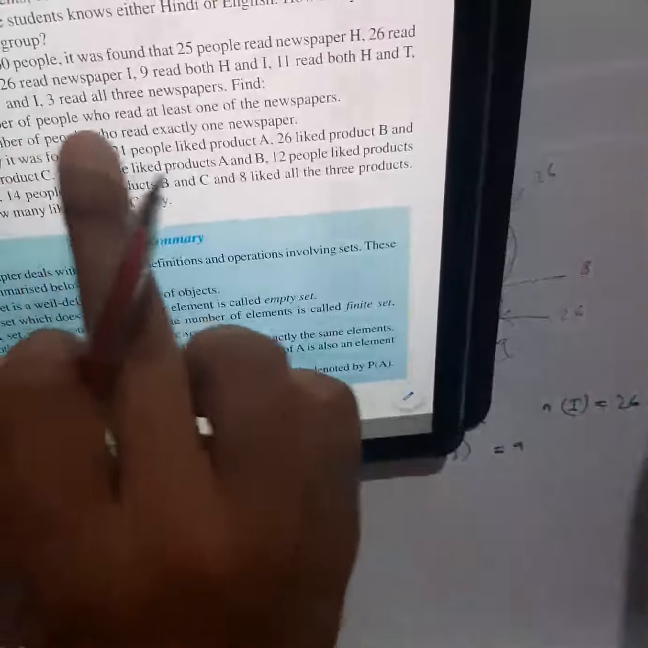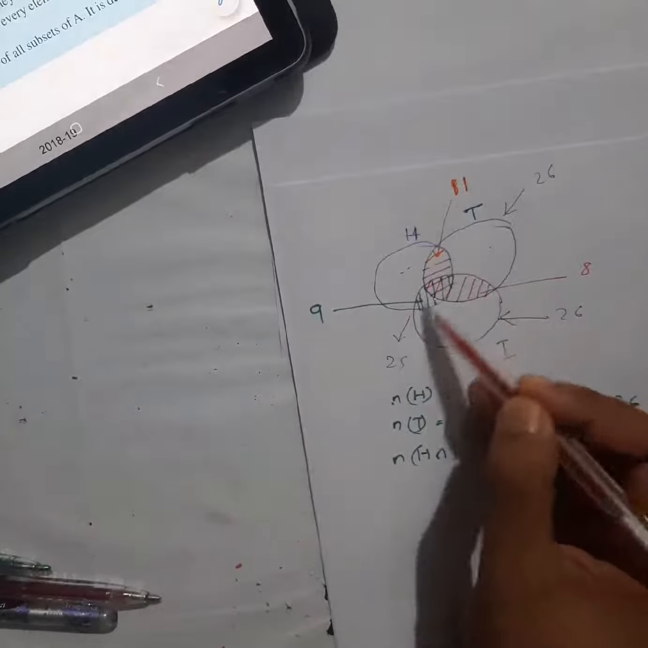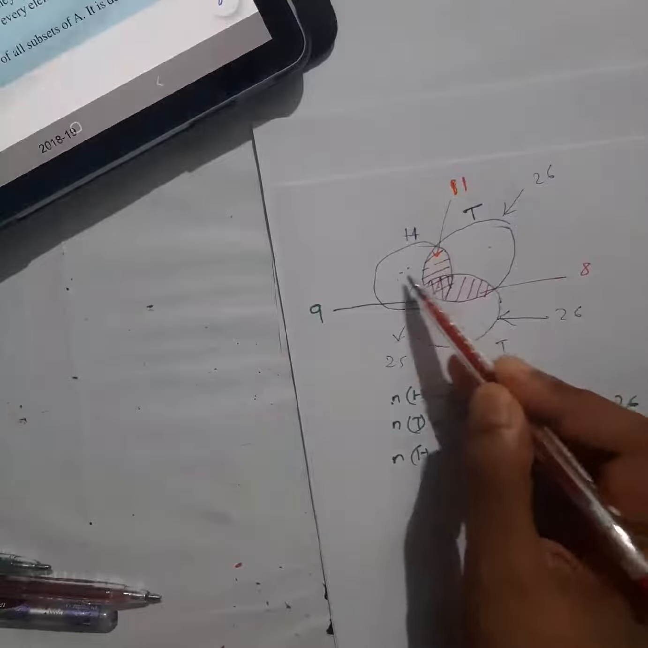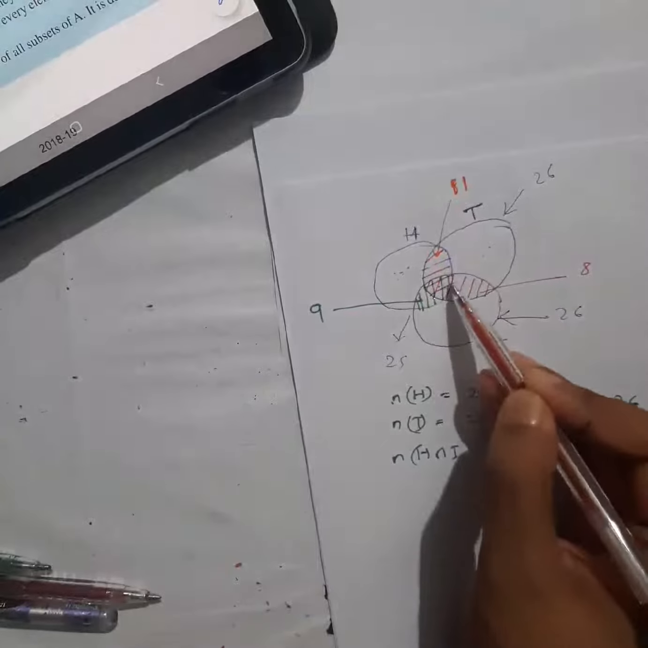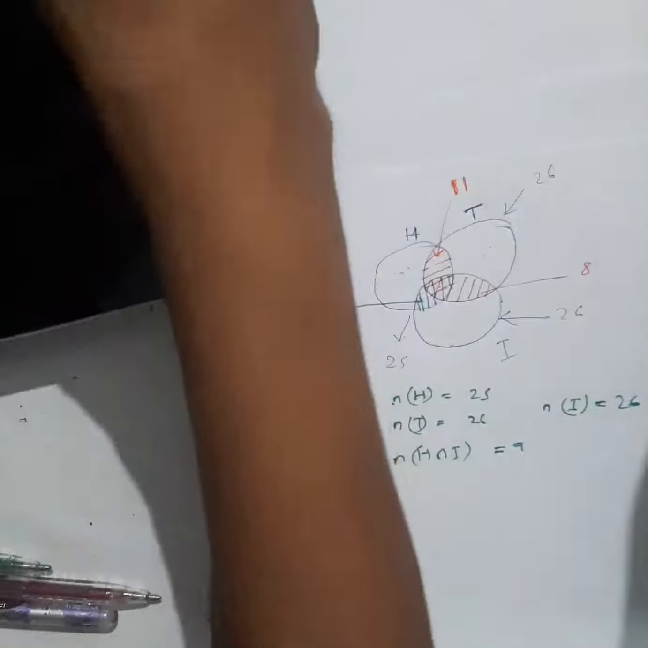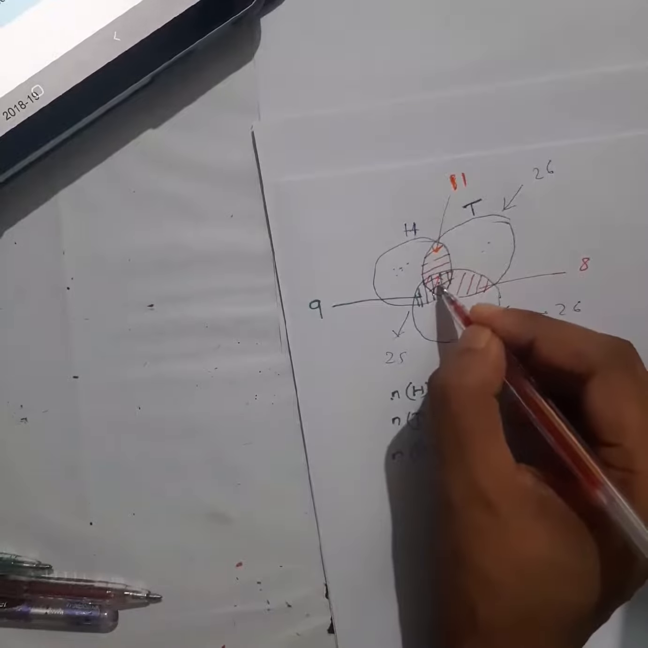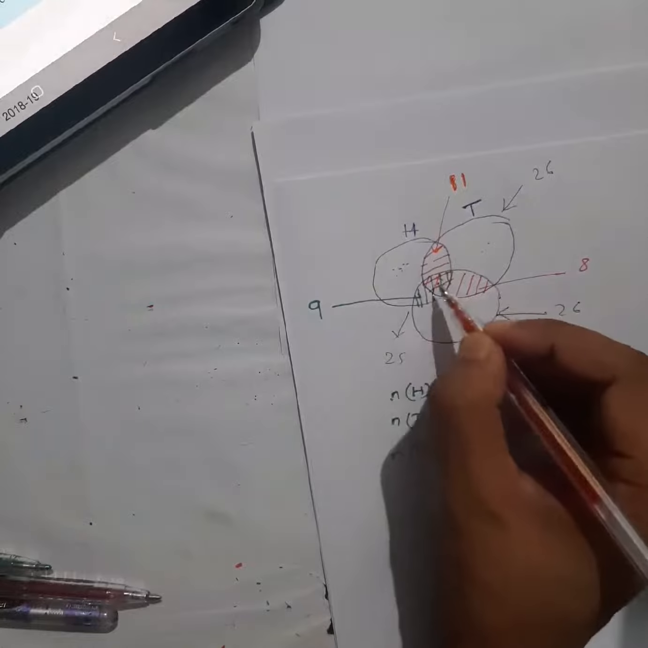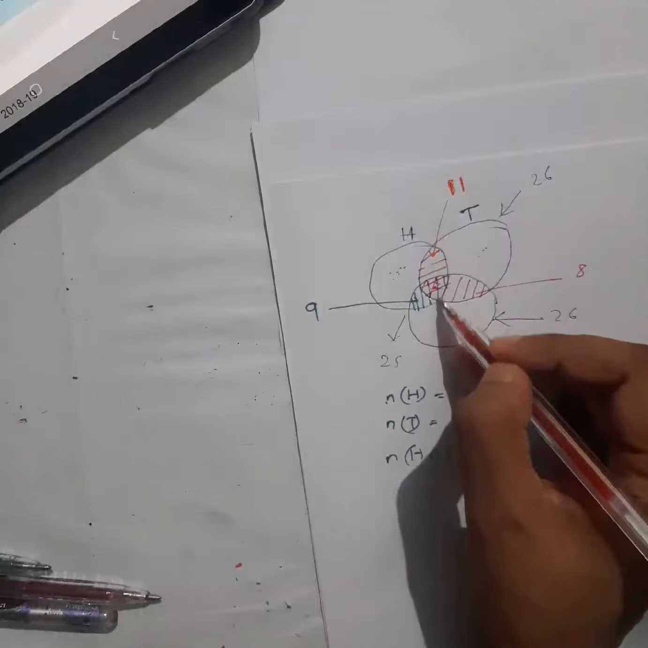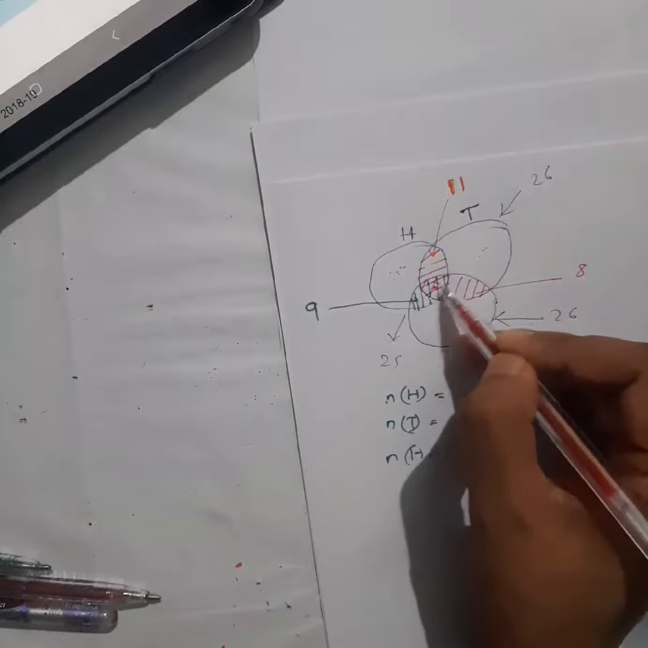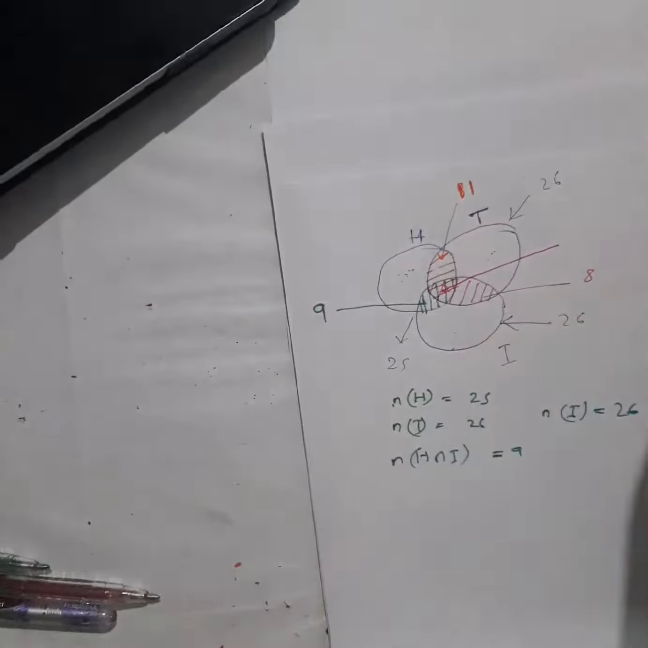Again they have said 3 read all 3 newspapers. So can you see why I have drawn all common? Can you see this portion? This portion is common to this, this and this. It lies in this set also, this set also, this set. So this is common between all 3. So they have said 3 read all 3 newspapers. Means in this area, whichever persons are there, they read H newspaper also, T newspaper also, I newspaper also. That's what it means, right? So you can see green color is also there, orange also there, pink also is there. So these are the people who read all 3 newspapers.